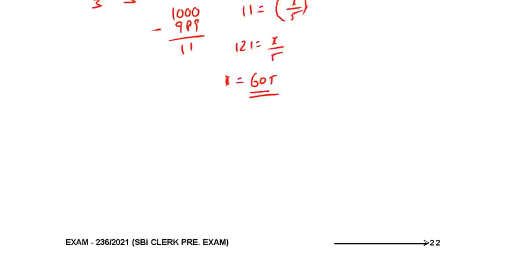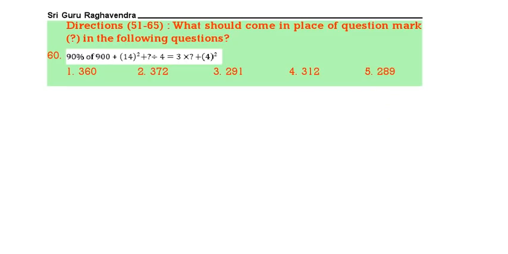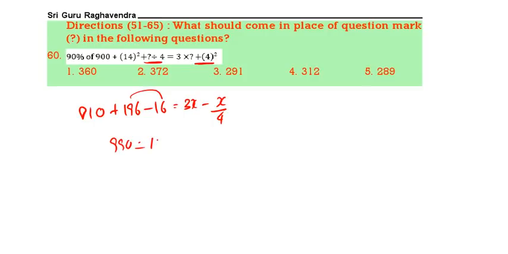Next question. 60th question. 90% of 900. So 90% of 900 is nothing but 90 into 9, 810 plus 196. This one plus 4 square, that is minus 16, is equal to, this is x by 4, this is 3x. 3x minus x by 4. So 196 minus 16, 180. This is 990 is equal to 3x minus x by 4 is 11x by 4. So it is 90. X value 360. What is x value? 360. Next question.